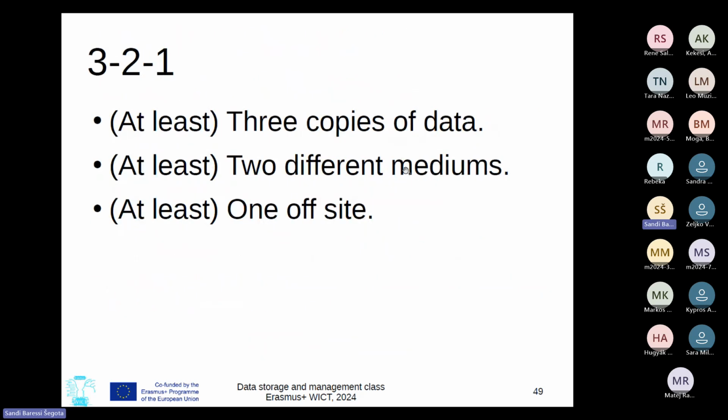Then this is something that you will hear a lot: the 3-2-1 rule. You want to have at least 3 copies of data on at least 2 different mediums, and at least one of them being offsite. Why 3 copies of data?